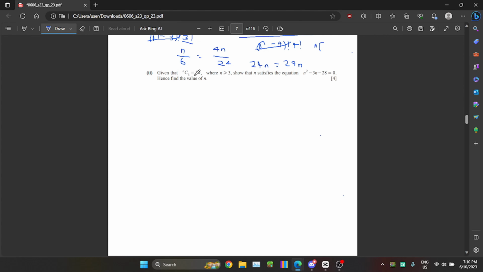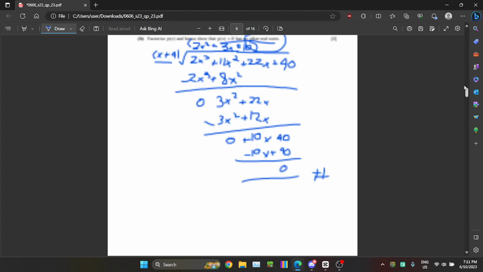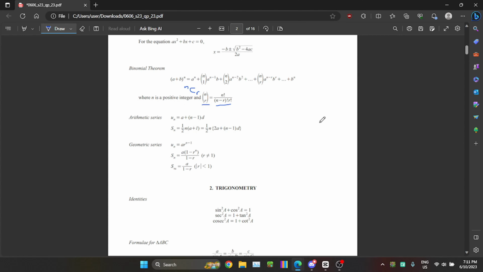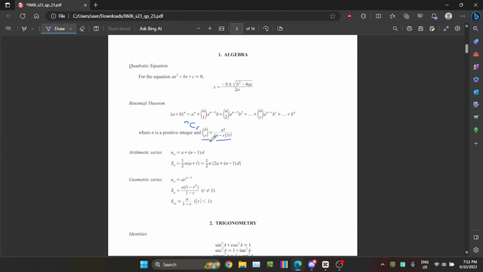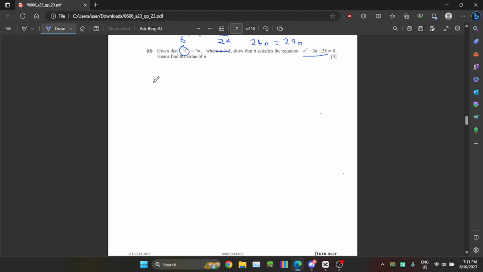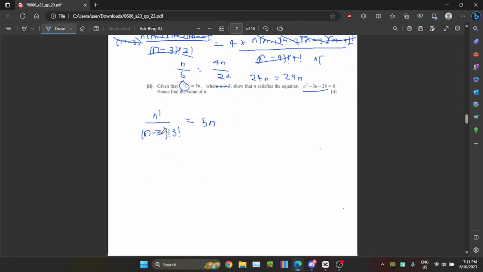Given that nC3 is 5n, I don't care what that means, show that this is this. So whenever you see this, if we go all the way to the top, to the cheat sheet, the paper that gives all the formulas for some reason, you can see that nCr actually equals this. So using this, I actually already did it out there, but I just want to show you again. We can rewrite this as n permutation 3 over n minus 3 permutation 3 equals 5n. Now we're going to do the same thing where we want to remove this exclamation mark.